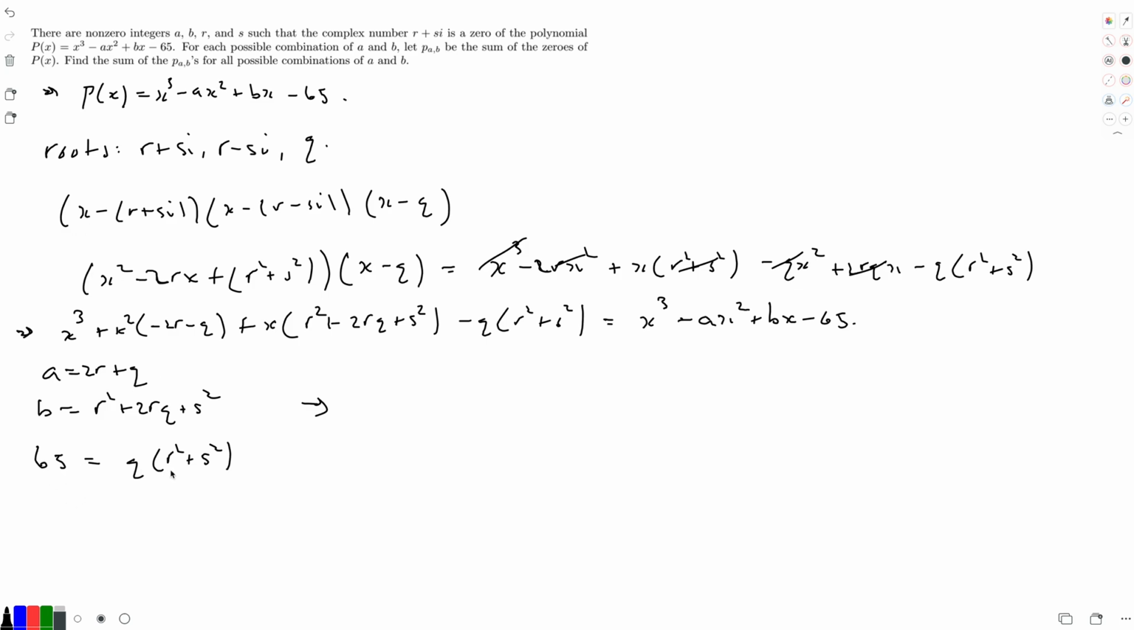So 65 is equal to q times r squared plus s squared. Let's look at the third condition, because the third condition is the only one with the constant term. Therefore, we can actually get the most information. And then I'm going to do this as follows. I'm going to consider what r squared plus s squared is in terms of q. If q, say, is 1, r squared plus s squared is equal to 65. And then now we can extrapolate values for r and s.